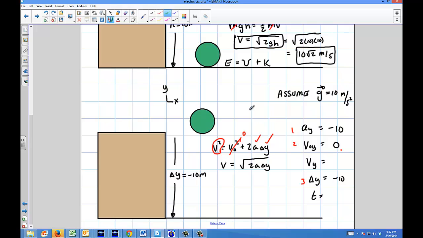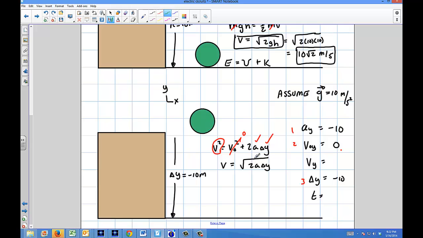Now I want you to notice the difference here. These two are almost the same exact thing, right? V is the square root of 2gh. V is the square root of 2a delta y. This is g. This is h. Same concept, right? But in this case, you're going to have a negative and a negative. They're going to cancel out. So they're similar. They're a little bit different.